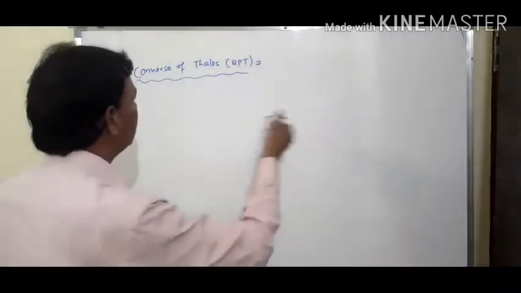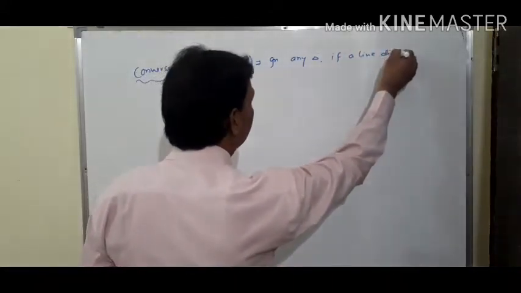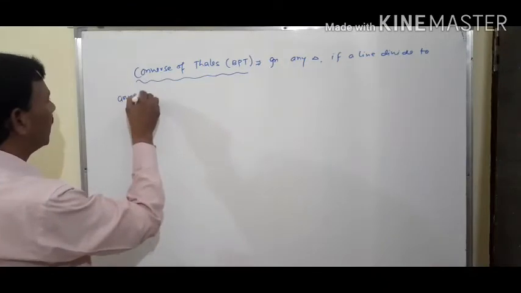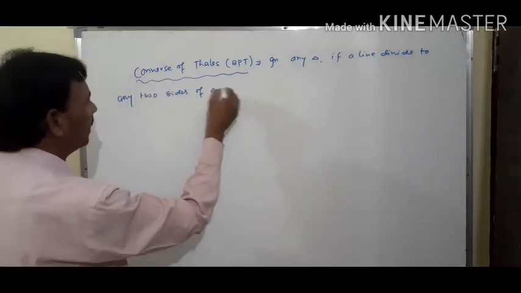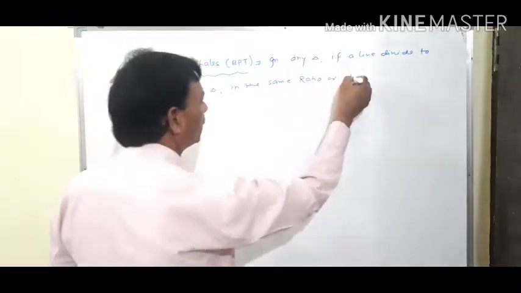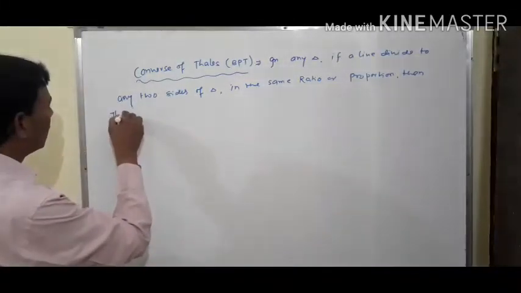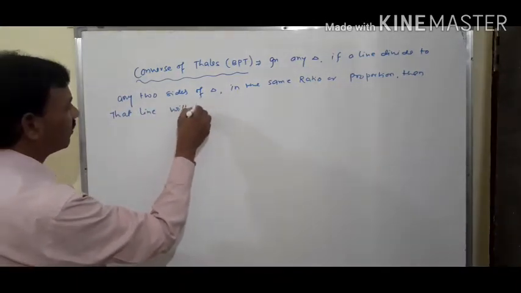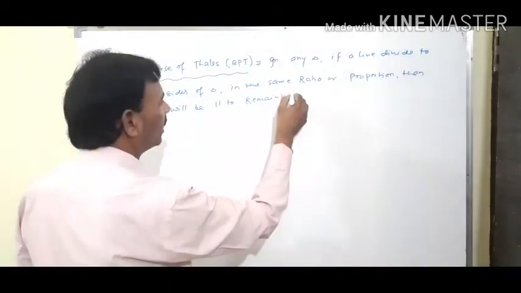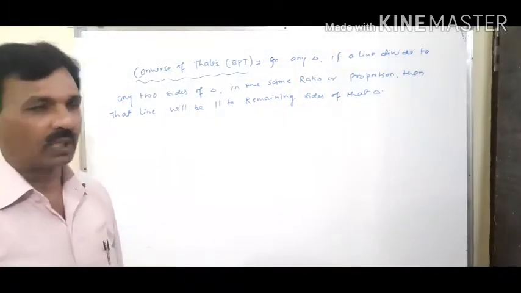So how do we write it mathematically? In any triangle, if a line divides any two sides of the triangle in the same ratio or proportion, then that line will be parallel to the remaining side of that triangle. This concept is known as converse of Thales.